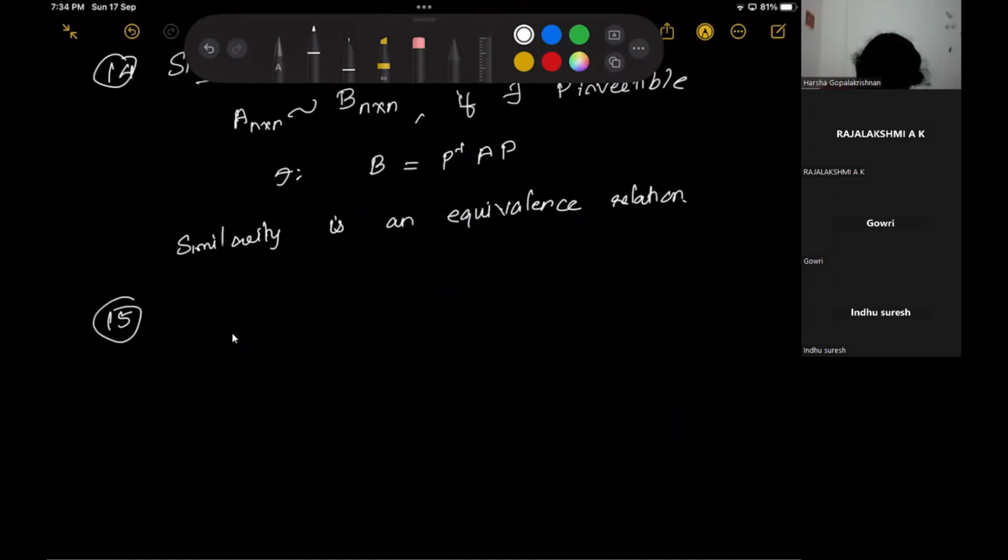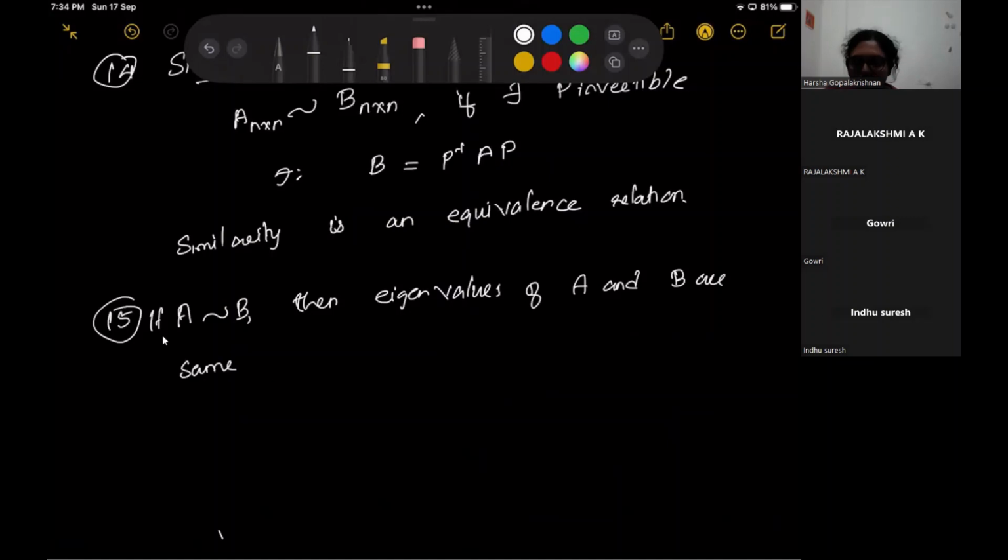And the next result is, if A is similar to B, then the eigenvalues of A and B are the same. If A is similar to B, the eigenvalues of A we will find maybe lambda 1, lambda 2, etc., lambda n, and B also will have the same eigenvalues. But this is not true for eigenvectors. The eigenvector of A and the eigenvector of B need not be the same always, even though they are similar. But in the case of eigenvalues, they are the same.